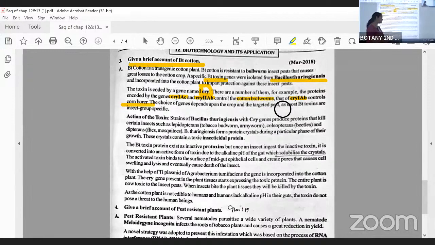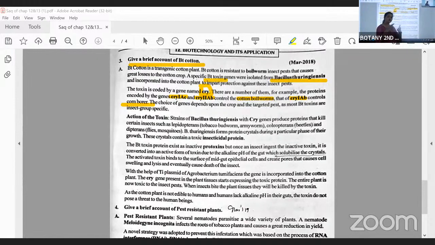So how does it protect itself? Whenever an insect, or a bird or anything, comes and takes the cell sap of the cotton plant, cell sap meaning the liquid present in the cells, that is the cytoplasm of the cell, along with the cell sap, these toxin genes will go into the insect's mouth.